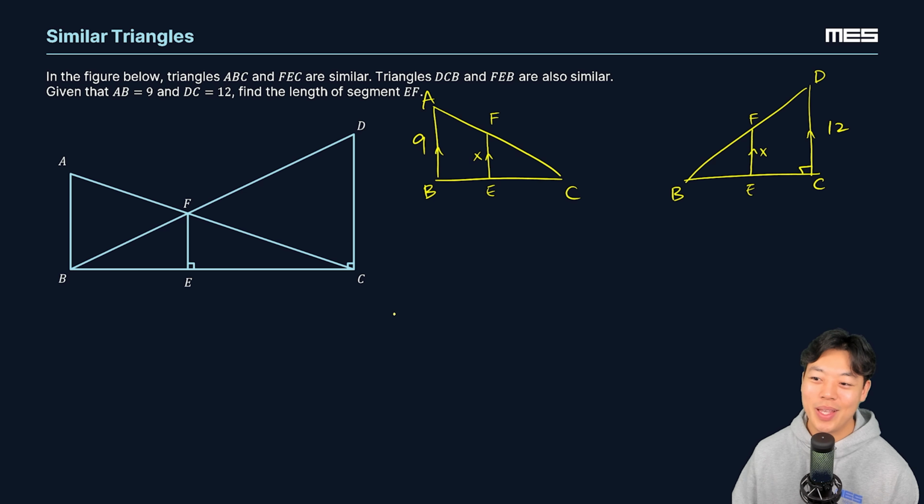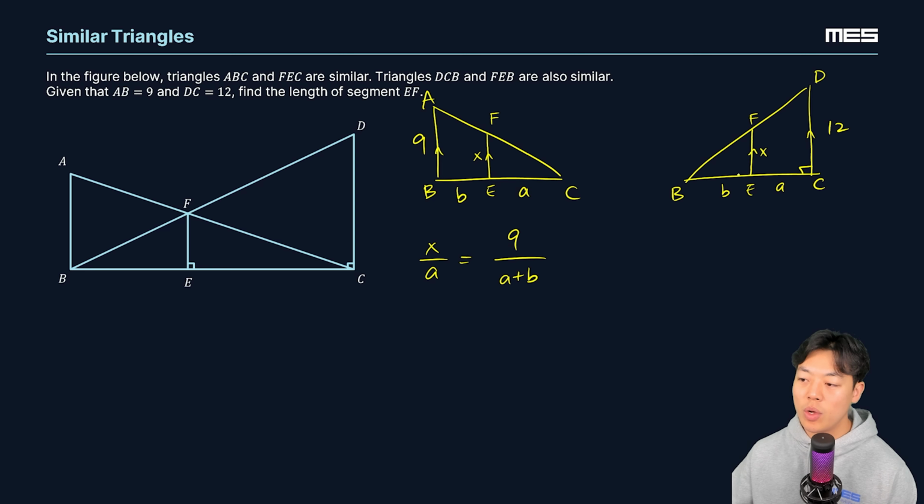And guess what? We can create a proportion here, but we don't have another side. So what should we do? Let's make it up. Let's say this is A and this is B. Then this is A and this is B. So what do we have? We have X is to A as 9 is to A plus B. Let's check out this one. X is to B as 12 is to A plus B.